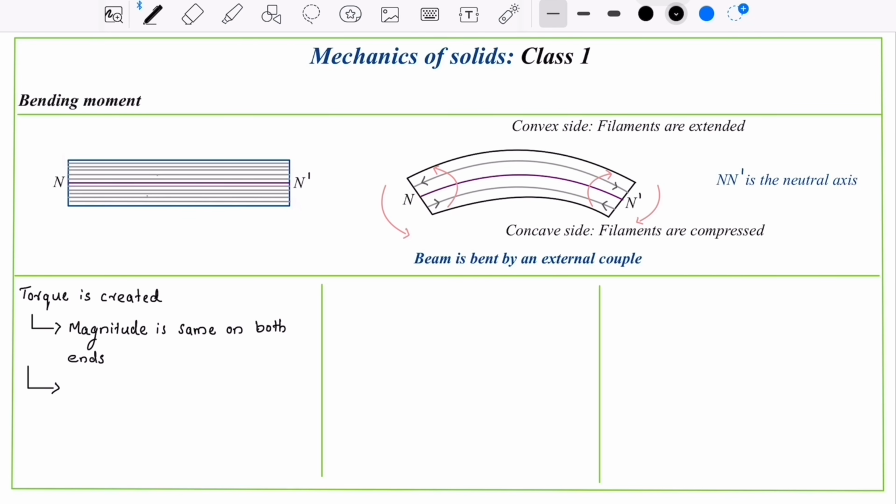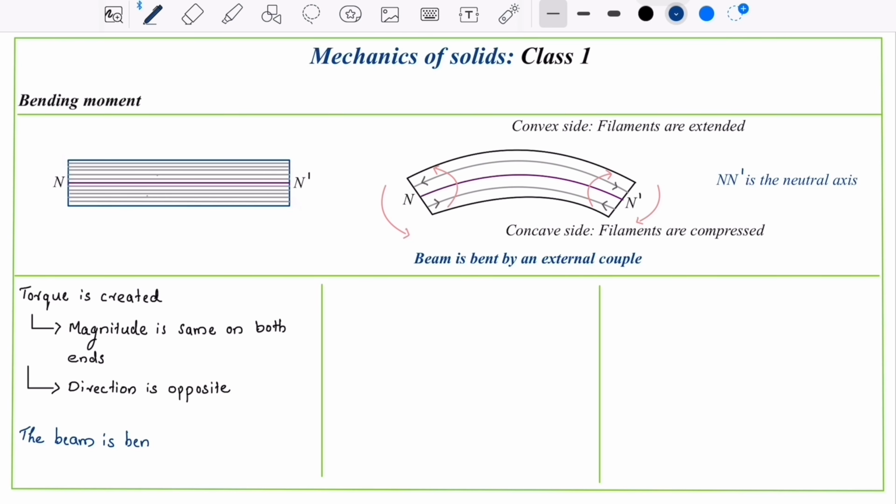On the right hand side, the direction of the torque is in the clockwise direction, and on the left hand side, the direction of the torque is in the anti-clockwise direction. And since the beam is loaded equally on both ends, we can see that the magnitude of the torque is same on both ends, but the direction is opposite. Torque is actually the moment of the couple. So we can see on the convex side the filaments are extended and the concave side the filaments are compressed.